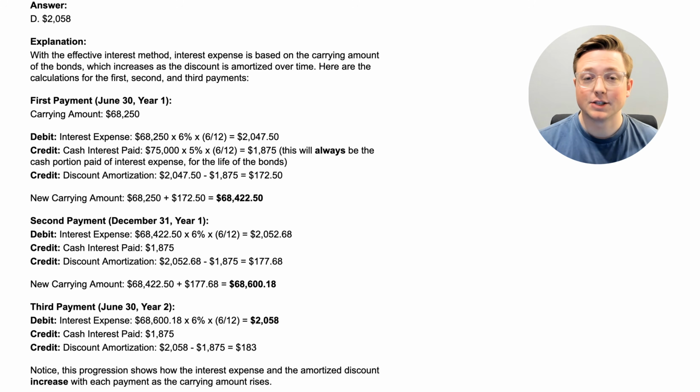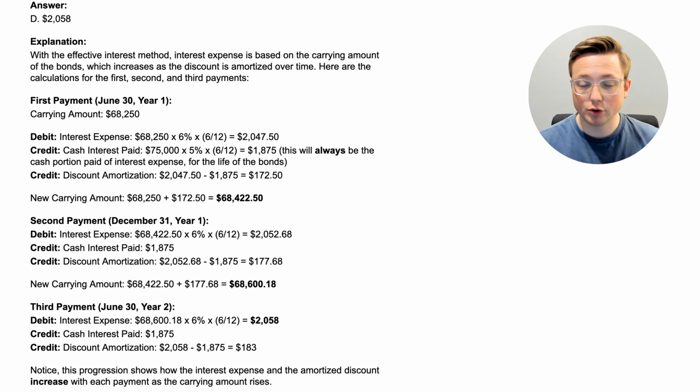All right, here we are. The answer is D, $2,058 is going to be the interest expense on June 30th, year 2, which is the third payment. So we're going to walk through this. This is the effective interest method with a discount. So something that is not too complicated once you understand how to do it. With the effective interest method, interest expense is based on the carrying amount of the bonds, which increases as the discount is amortized over time. Here are the calculations for the first, second, and third payments, and we have to calculate the first and second payments before we can calculate the third payment because we're using the effective interest method, and you'll see why here.